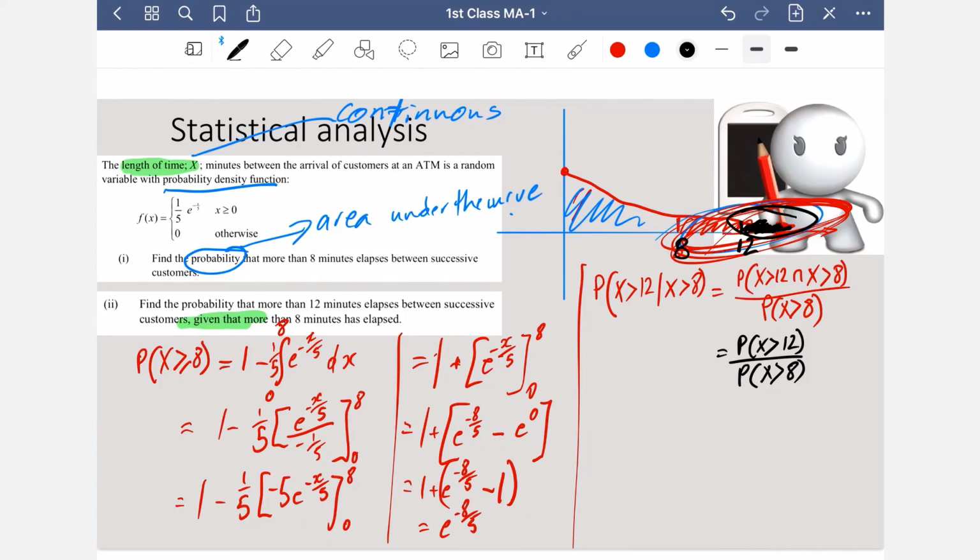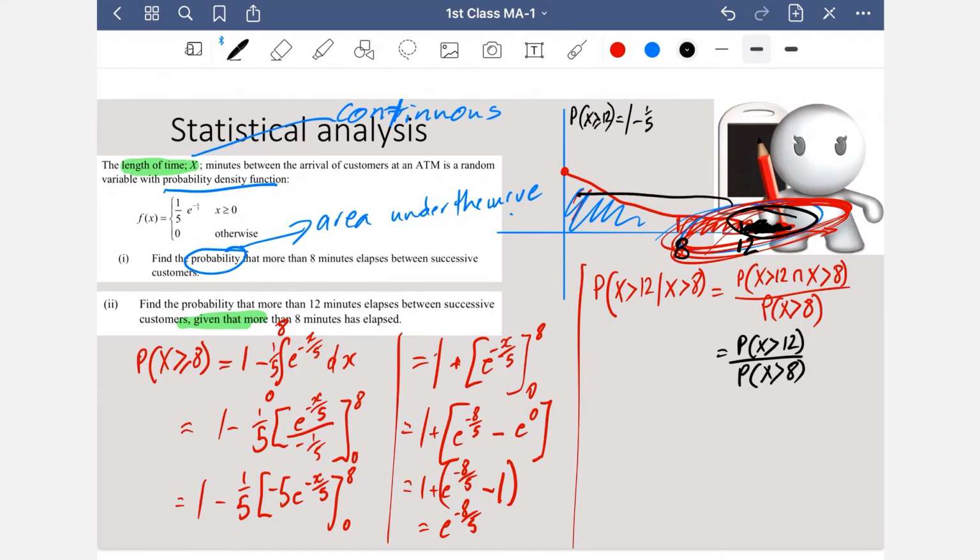Now, if I want to calculate the probability that x is greater than 12, I'm going to do exactly the same thing. So the probability that x is greater than 12, or even greater than or equal to 12, okay? There's no difference between the signs over here. It's actually going to be exactly the same working out. So it's going to be 1 minus a fifth.